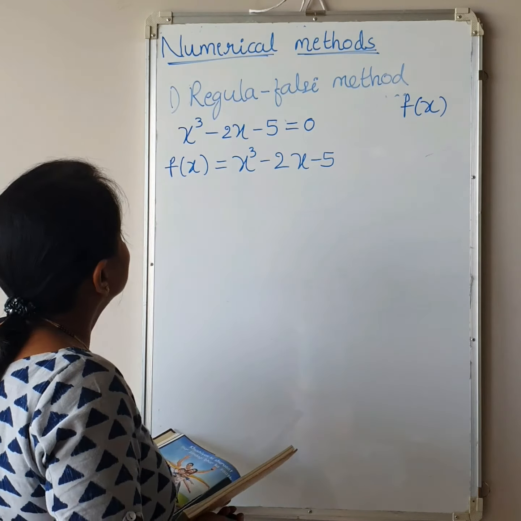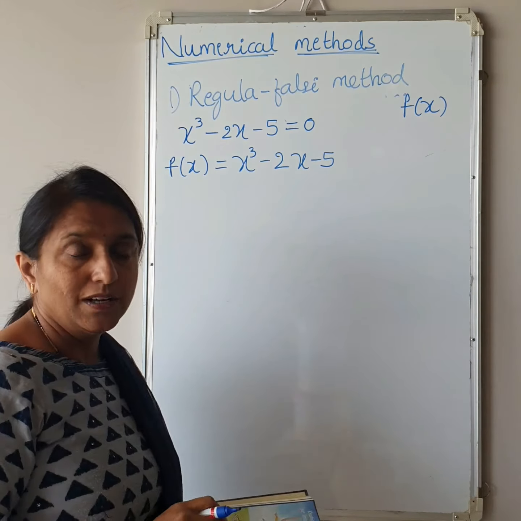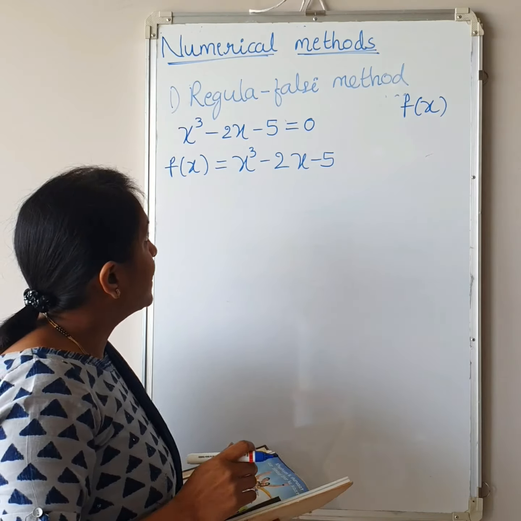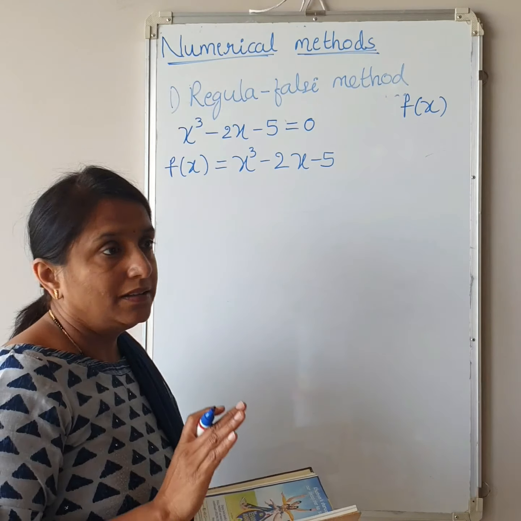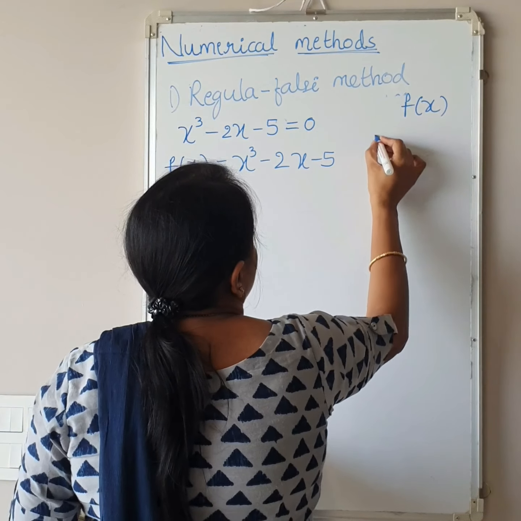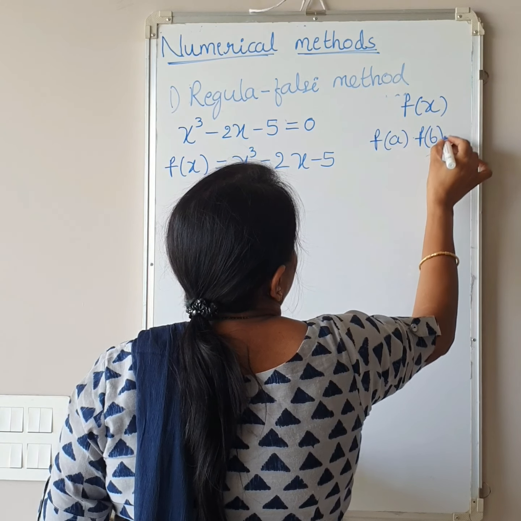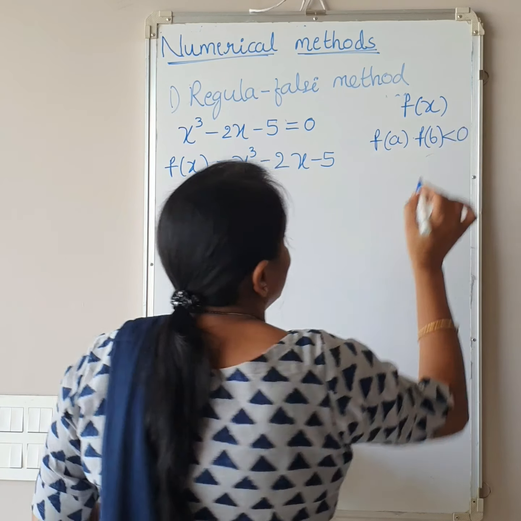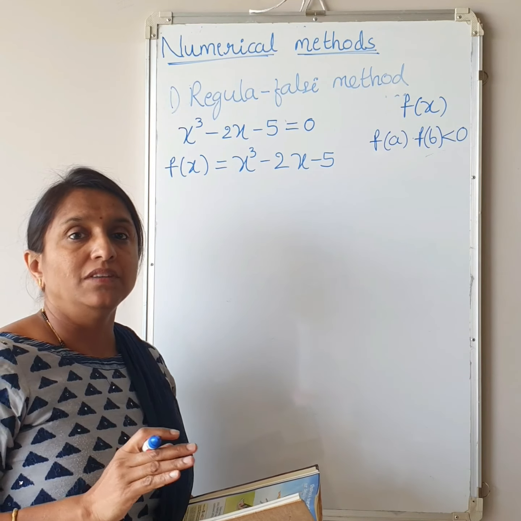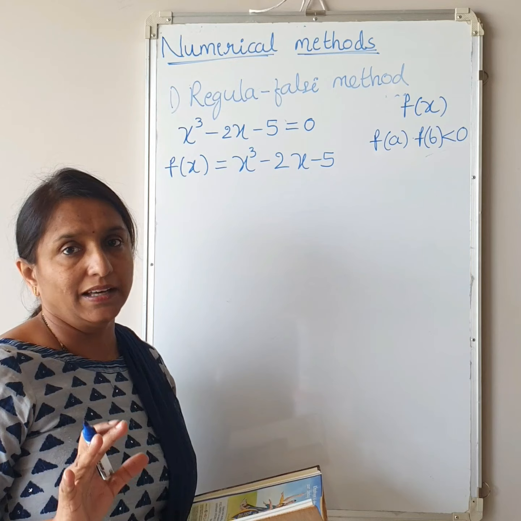Let us consider one example: x cube minus 2x minus 5 is equal to 0. This is the given example. First write f of x is equal to x cube minus 2x minus 5. This is an algebraic equation. As I have explained, we need to find the interval, that is, we check f of a into f of b less than 0. So how to find a and b? We start with 0, 1, 2, 3 or minus 1, minus 2, minus 3, like that.